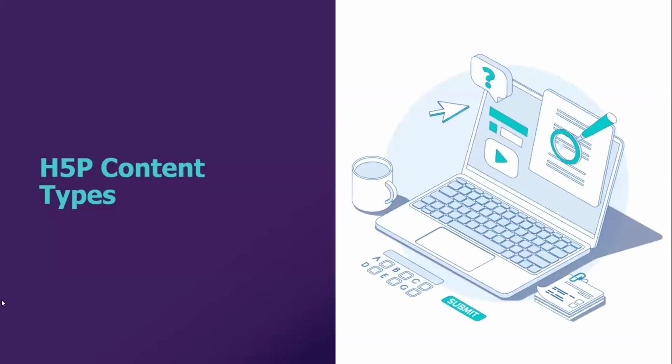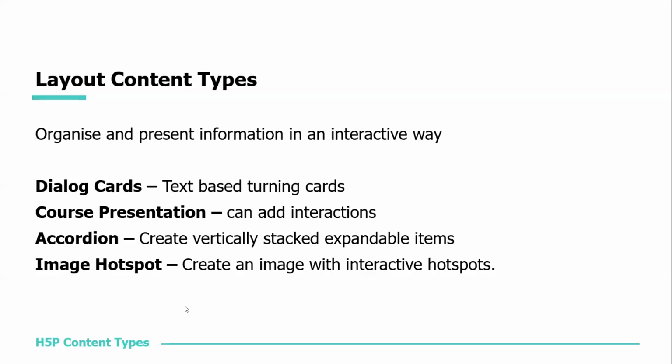So what are the different H5P content types? First of all, the layout content type, as it suggests, helps you to organize and present information in an interactive way. Some examples include dialogue cards and course presentations where you can add interactions. You have an accordion where you can create vertically stacked expandable items, which can be useful if you've got 5 different elements of a framework or something like that. It can be an easy way to make that type of content more interactive, where the student can click on each of them individually and they're not overwhelmed with all the content in one go.